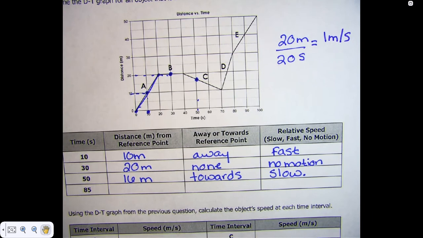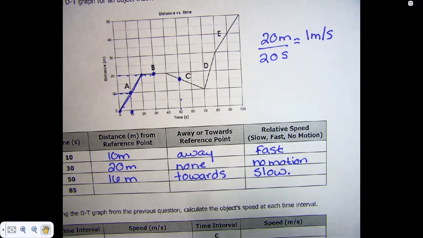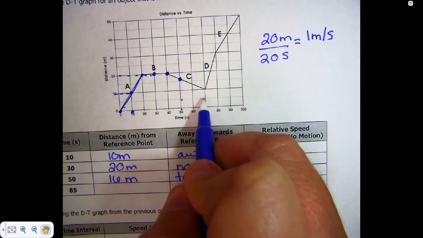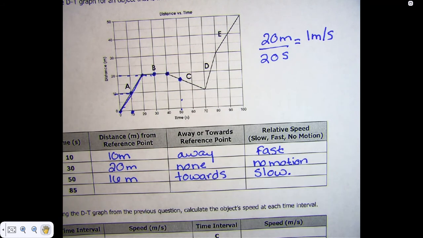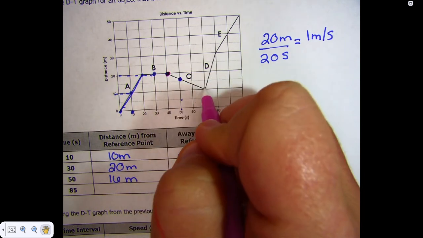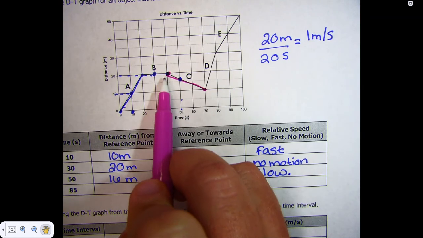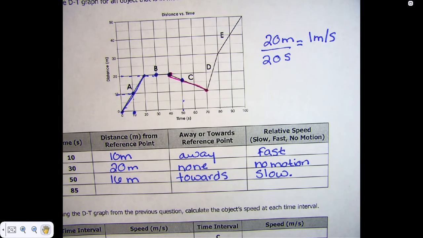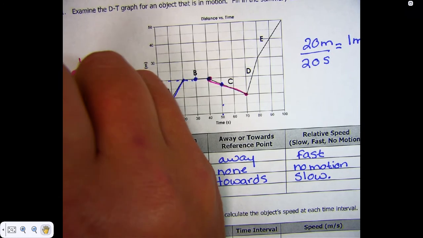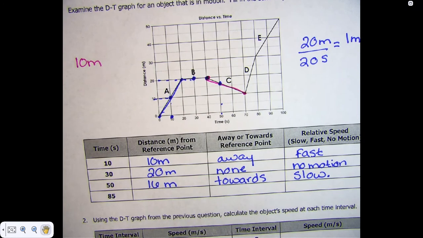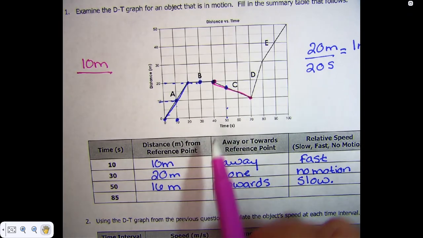Okay, let's look at C. So C is a little different. I start here, change my color. I start here, and I end here. So I'm just looking at that one segment. So I start at 20, I end at 10. You're never going to have a negative distance. You'll only have a positive distance for me. So if I start at 20 and I end at 10, how far did I actually travel? I traveled 10 meters. Okay, that's how far total I went in that segment.